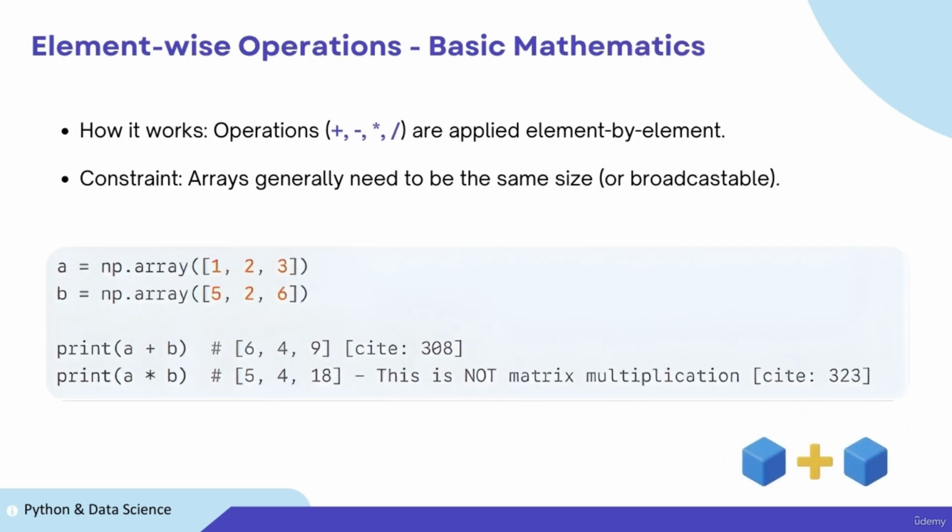Now for the magic, vectorization. In traditional programming, adding two lists requires a slow loop. In NumPy, operations are applied element-wise automatically. If I have array A and array B, and I type print, open parentheses, A plus B, close parentheses, NumPy adds the first item of A to the first item of B, the second to the second, and so on. Constraint: generally, the arrays must be the same size. If they are not, NumPy tries broadcasting, which stretches the smaller array to fit the larger one.